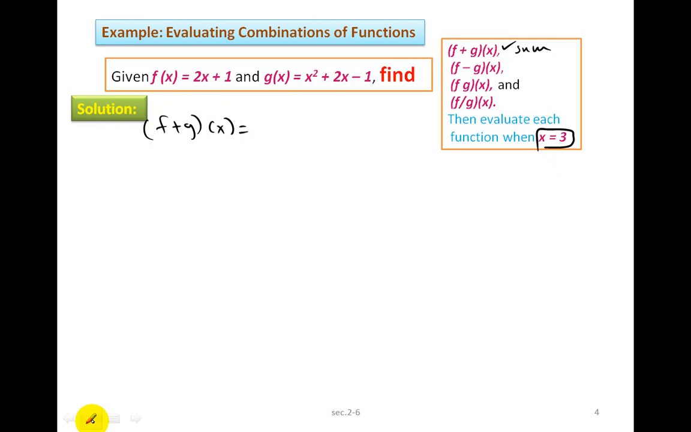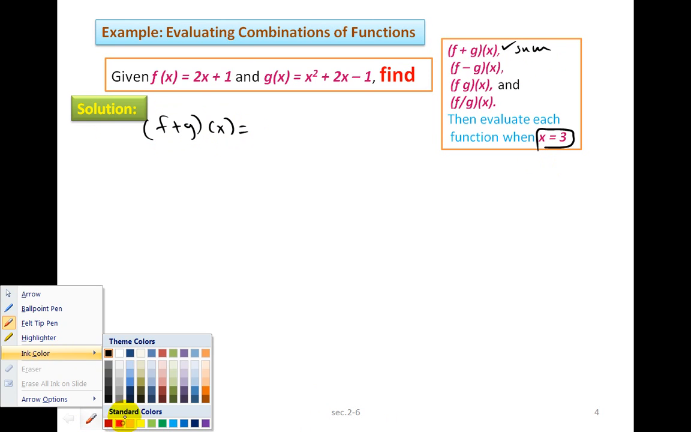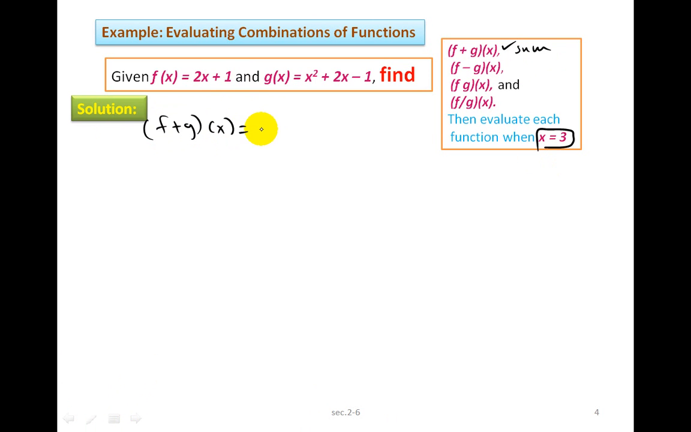Okay, let's talk about f plus g of x. This would be 2x plus 1, which is the f, plus, because I'm talking about the sum, take the function of the g, which is x squared plus 2x minus 1. This is the g. Collect the like terms and add. Here the only x squared is this one, and you have 2x plus 2x, you'll have 4x, and 1 and negative 1 will be 0. So the answer is going to be x squared plus 4x.